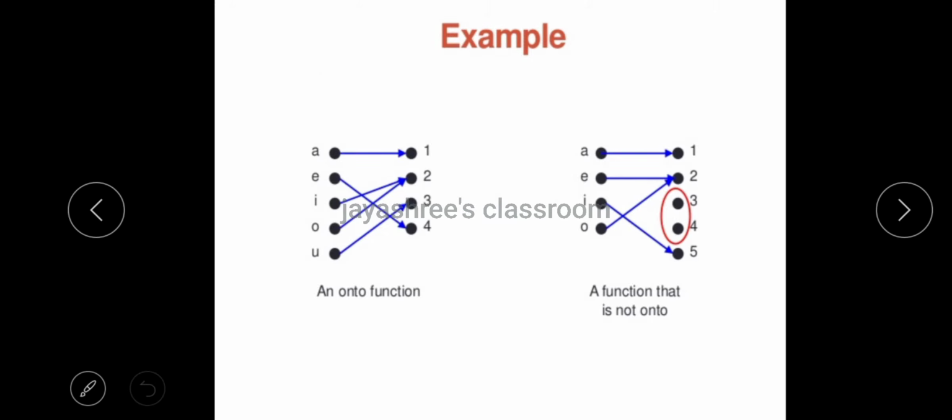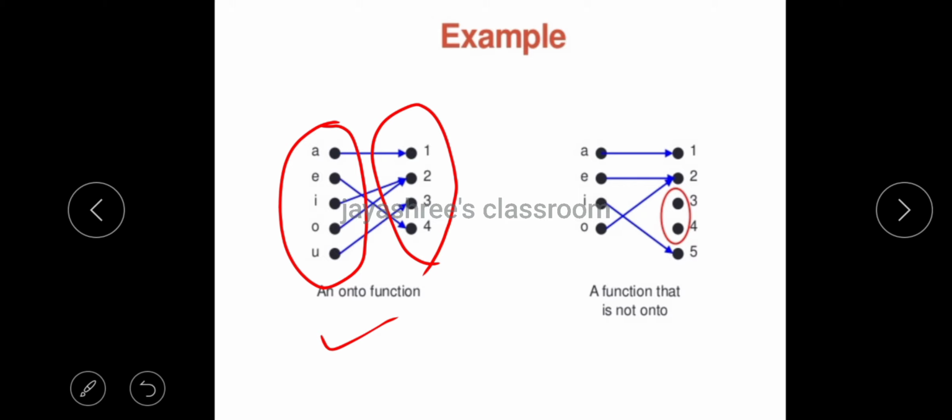Examples. Consider the first example. Here the domain contains a, e, i, o, u. These are the members. And look at the codomain. See here 1, 2, 3, 4. All these members are used. We can say that each member has a pre-image in the domain.